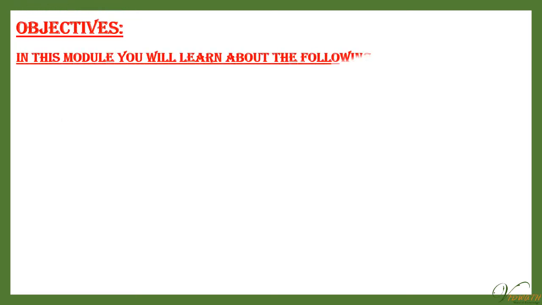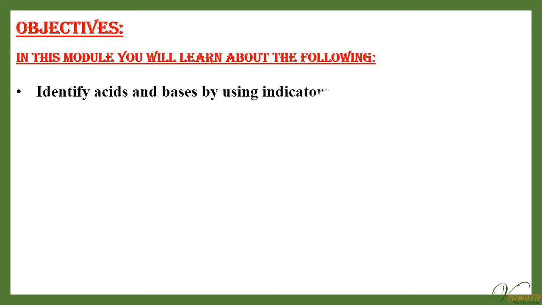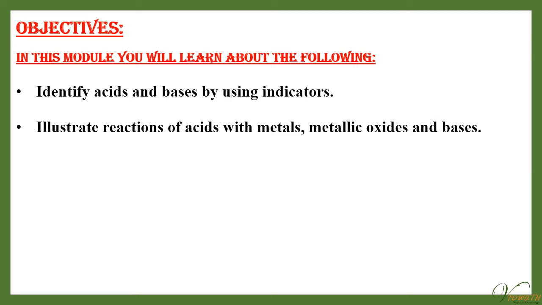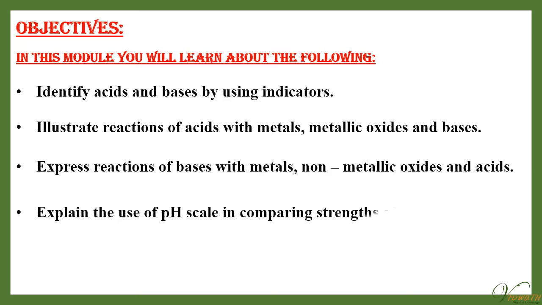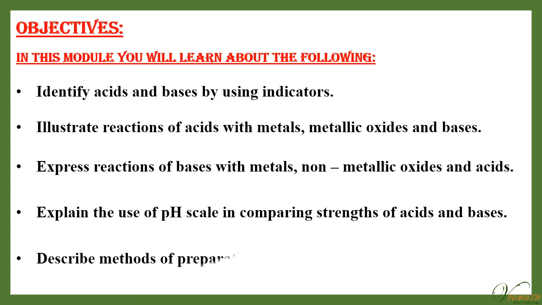Objectives. In this module, you will learn about the following. Identify acids and bases by using indicators. Illustrate reactions of acids with metals, metallic oxides and bases. Express reactions of bases with metals, non-metallic oxides and acids. Explain the use of pH scale in comparing strengths of acids and bases. Describe methods of preparation of some chemical compounds.